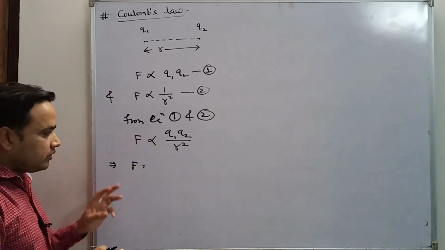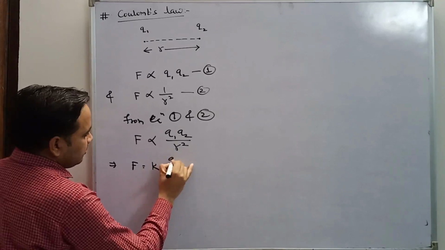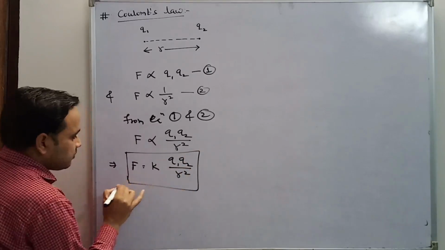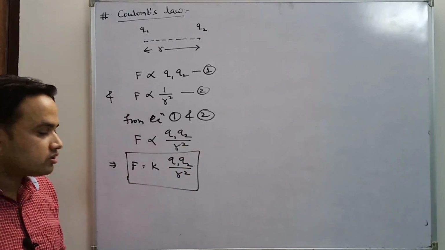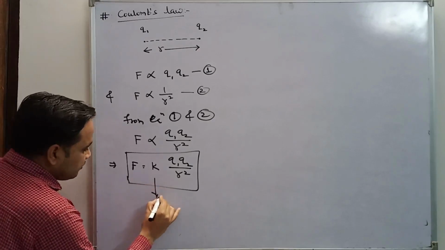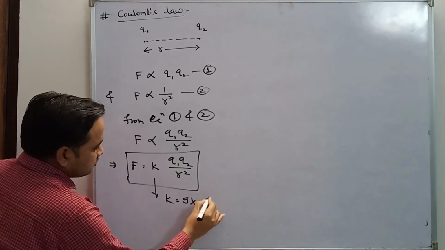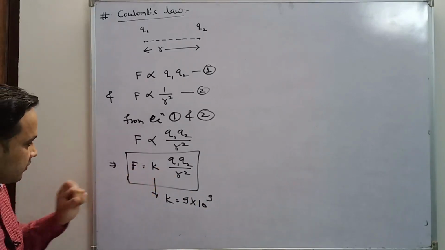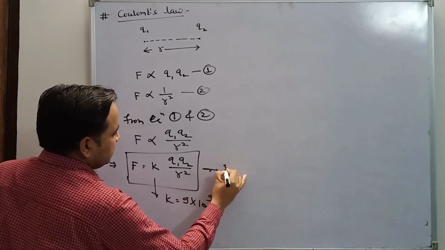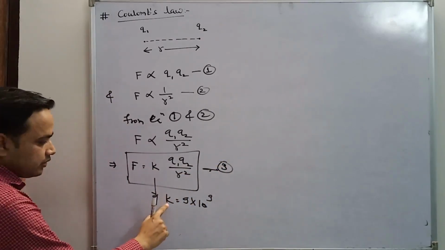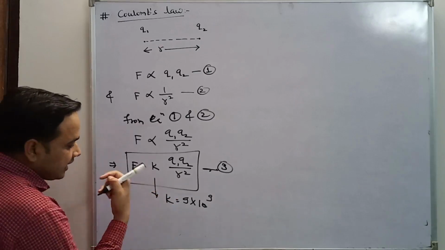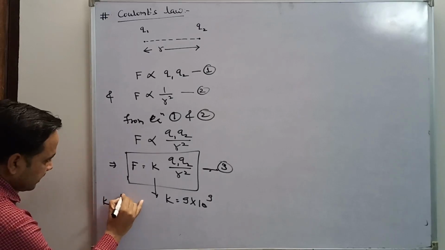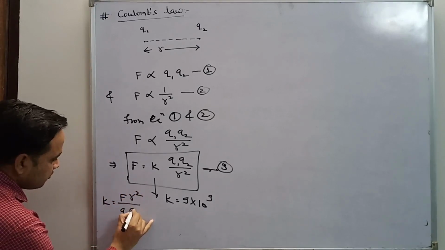This is the proportional sign, so if we remove it, then F equals K Q1 Q2 upon r square, where K is known as the proportionality constant, and its value is 9 into 10 raised to 9. And its unit, from equation 3, we can find the dimension or unit of K. So K is equal to F into r square upon Q1 Q2.